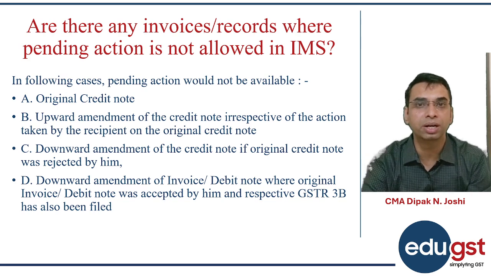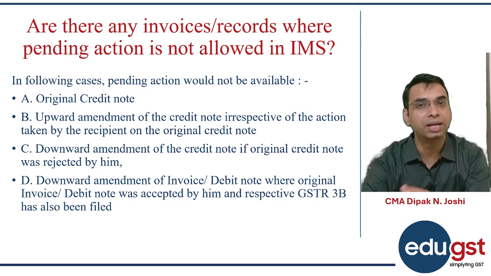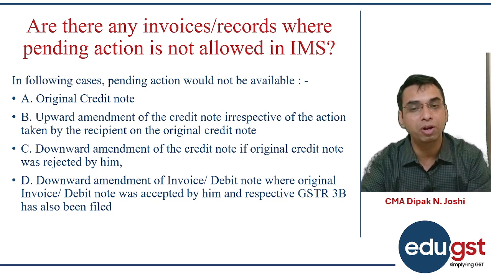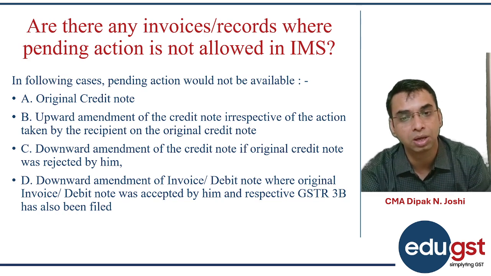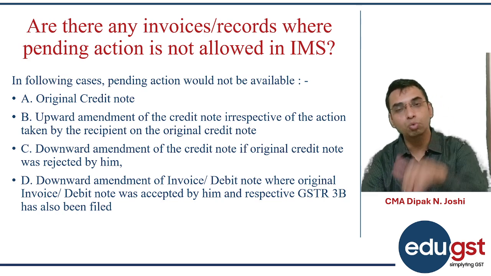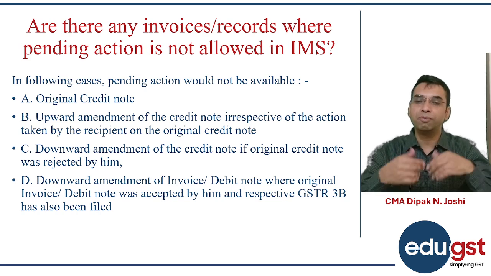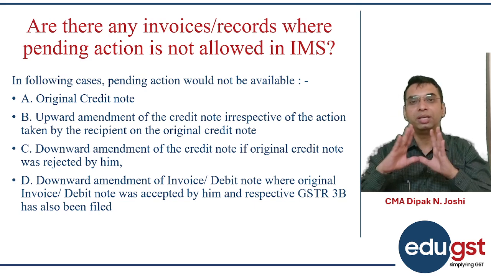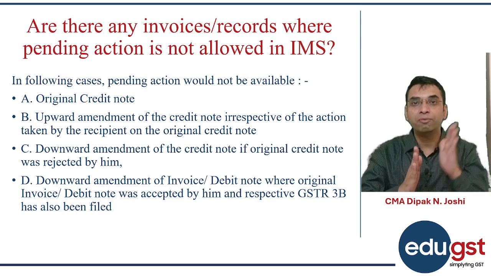Downward amendment in the credit note. So earlier it was 100 rupees, now it is 50 rupees. In that case also you cannot keep those records pending for future action. Downward amendment of invoice or debit note where original invoice or debit note was accepted by him and respective GSTR 3B has also been filed. If there is downward amendment, means invoice issued by the supplier say for rupees 100 and now he has amended that invoice to rupees 80. In that case also I cannot keep those records pending for future action.